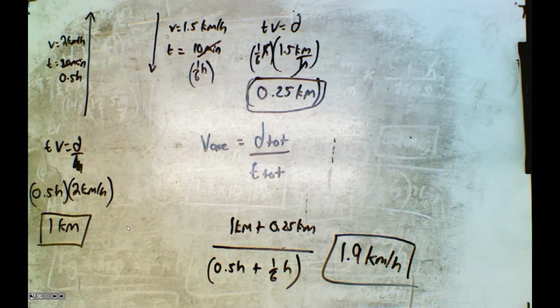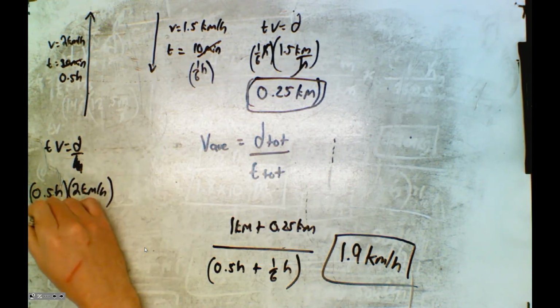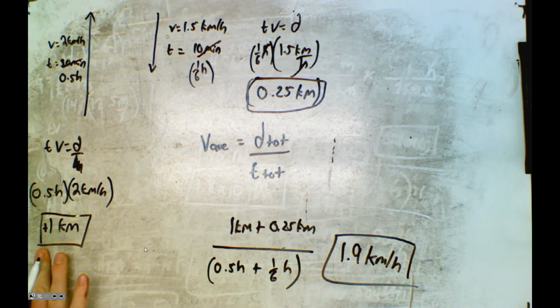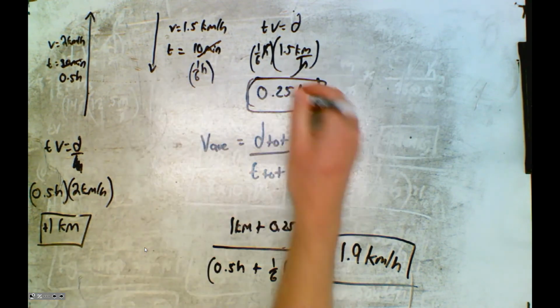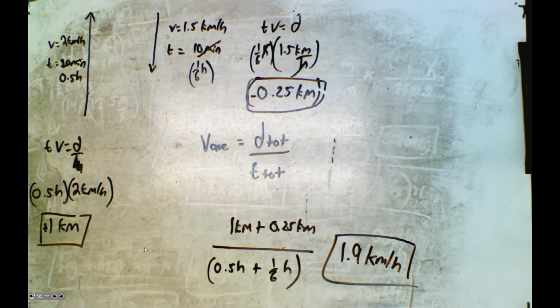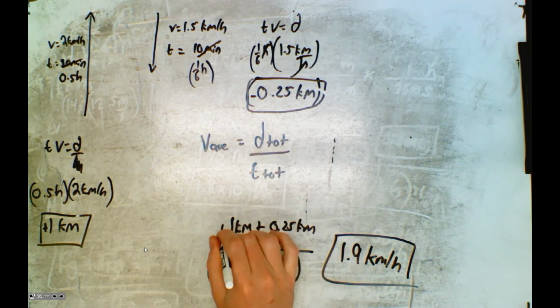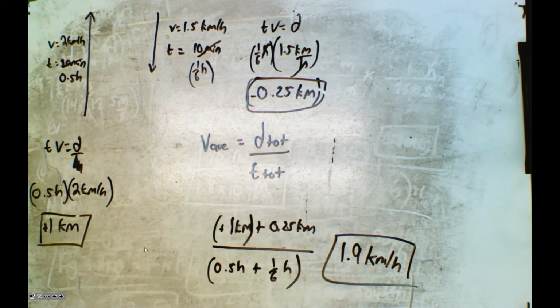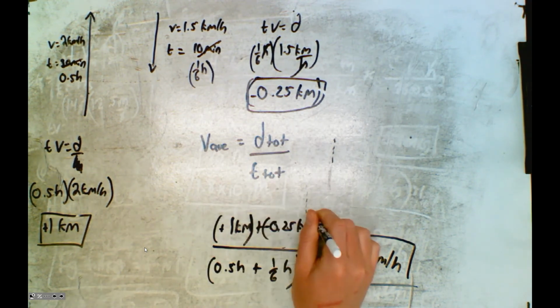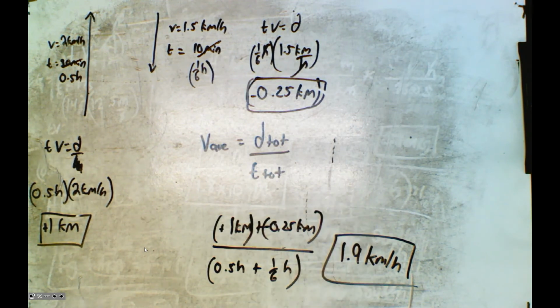If I want to find my average velocity, the only thing that changes is direction, right? This direction I'm going north, so that one I'm going north for. This one I'm going south, so it'd be like that. So the only changes that I would make is this is plus 1 kilometer, and this is minus 0.25 kilometers.